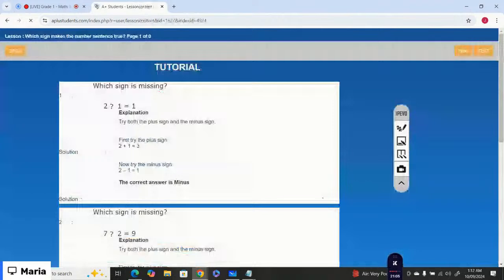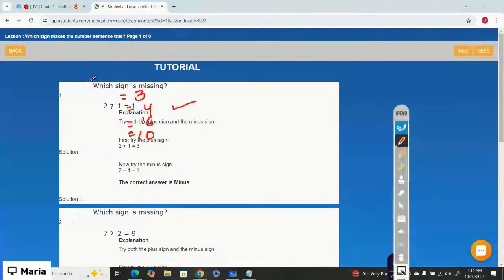which sign makes the number sentence true? Okay, so the first one is, which sign is missing? You have to find the missing sign. The operator is missing here, right? Operator means either you have to add or you have to subtract, right? So you can put an addition or subtraction sign over here.